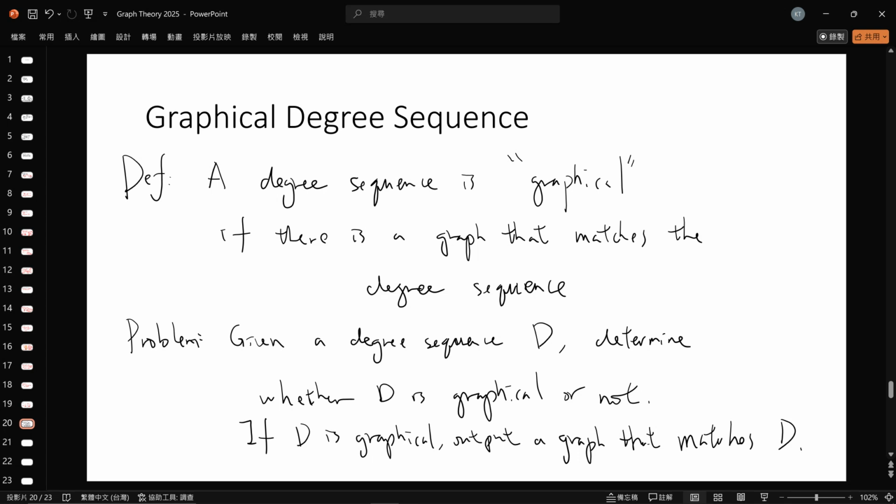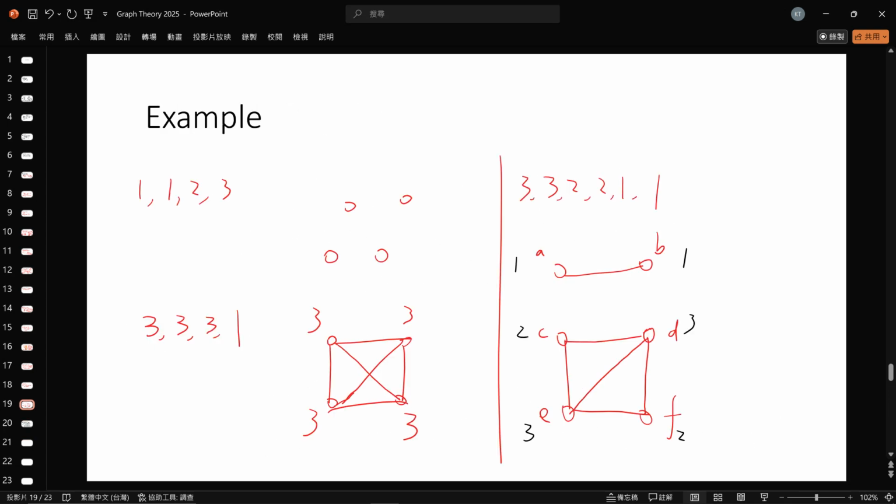Okay, so now we need a systematic way to determine whether the input is graphical or not. So for this degree sequence, do you have any general idea to get this graph?